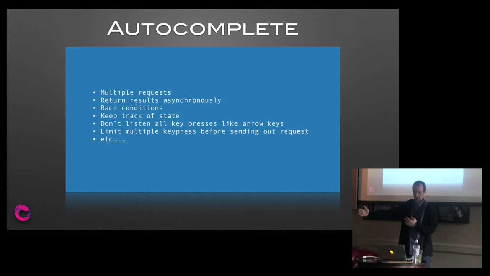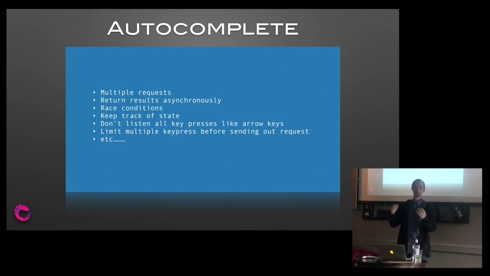We're going to have multiple requests, and we're going to return the results asynchronously. You might send out a request and that might take longer than the next one you sent out, so you've got race conditions. You've got to keep track of the state: what have you clicked, what are you waiting for to come? And then the arrows: say you type in hello, and then press back twice. You don't want those back buttons to be registered as a button press, so you've got to watch out for that.